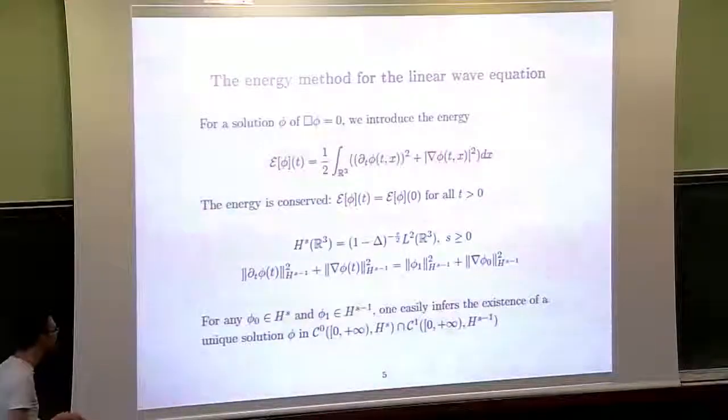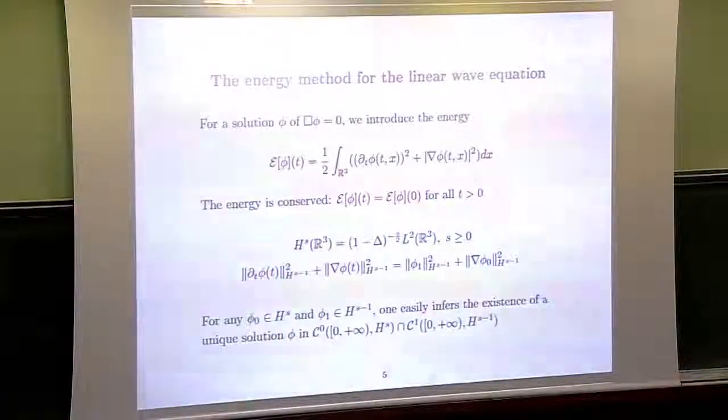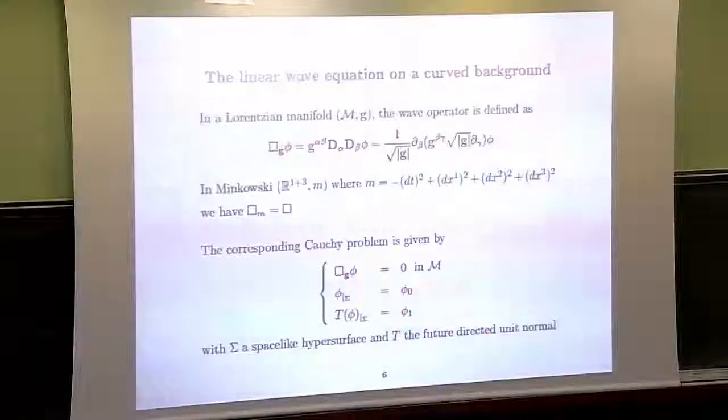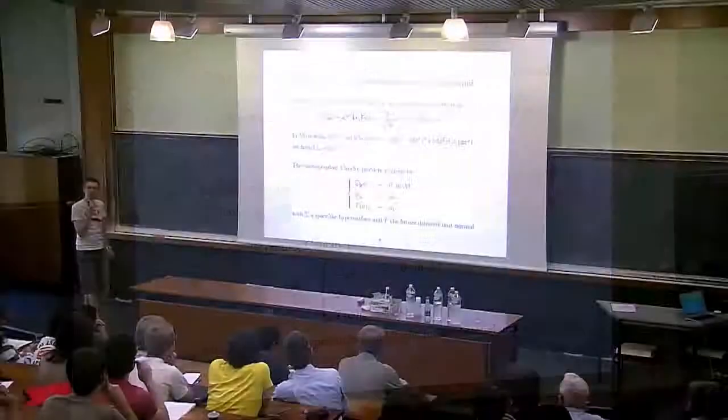Okay? And then from this a priori bound, you can easily infer that if you start with the data phi 0 in H^s and phi 1 in H^(s minus 1), then you get existence and uniqueness of a solution, which is continuous with values in H^s and C^1 with values in H^(s minus 1). Okay, so now more relevant to the Einstein equation, there will be a curved background.